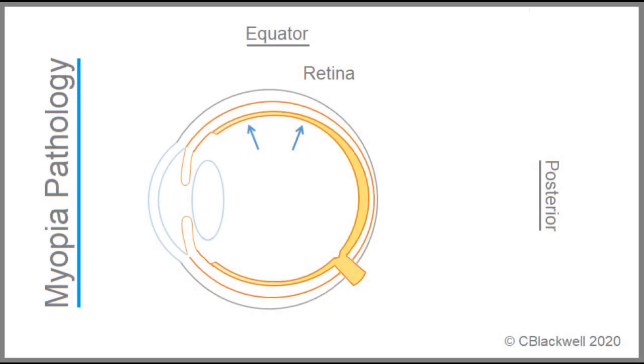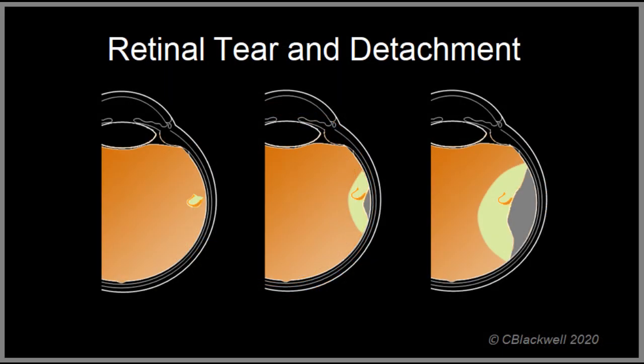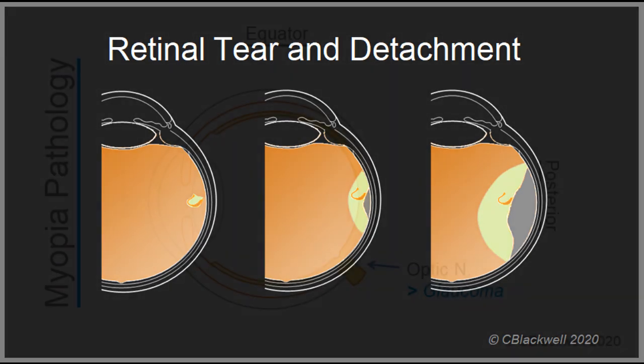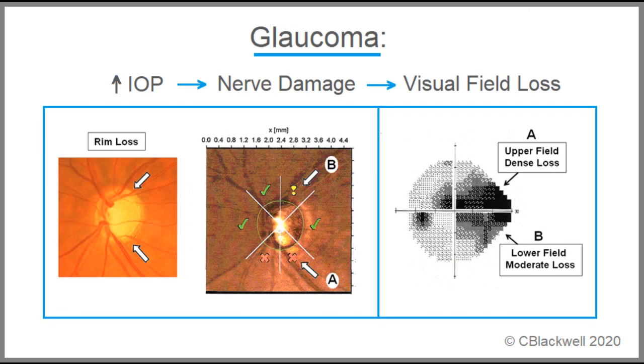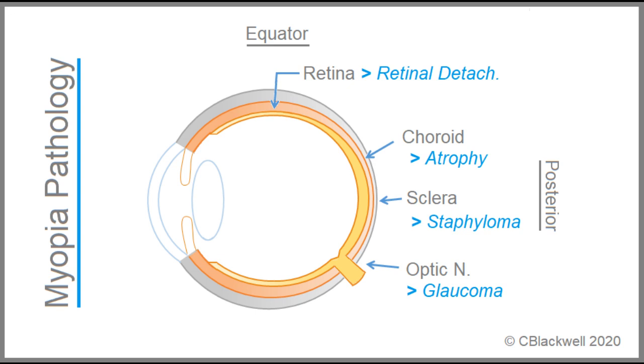The retina, on the other hand, has normal thickness in the back of the eye, but is thin at the equator. This peripheral thinning increases the chance of retinal tear and detachment. Lastly, changes in optic nerve structure increase the chance of glaucoma. That is, pressure-related damage to the optic nerve causing visual field loss. It is a key concept that the risk of complications increases with the degree of myopia. Myopia pathology is covered in detail in video 2.